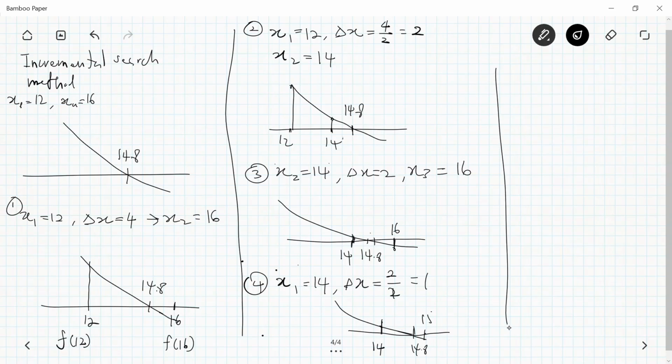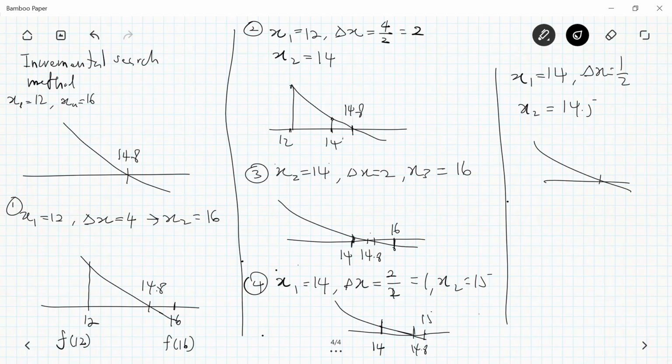Now X1 is still 14, but our delta x equals 1 over 2. Now x2 equals 14.5, and the other point is x2 equal to 15. So it's getting closer and closer to the root. So you repeat this until you can stop.